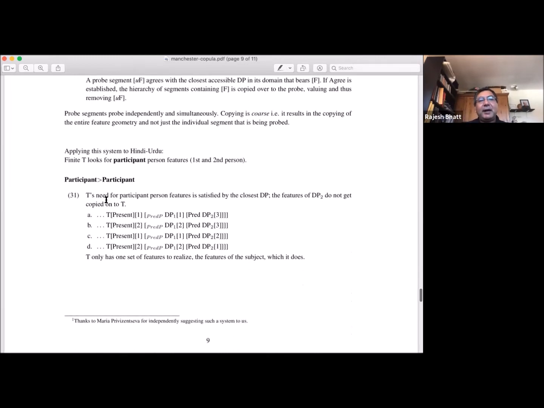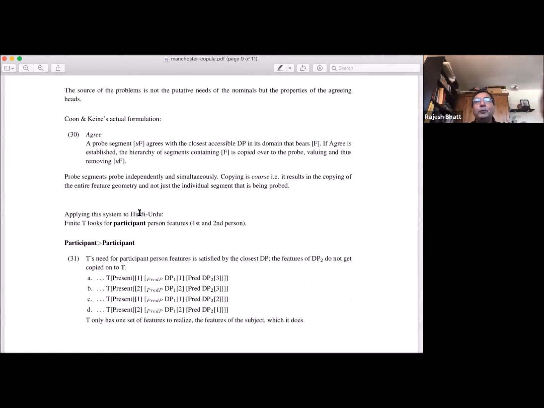So first, let's look at the participant over participant case. Here's the general idea. The probe, the tense head, says, I'm looking for participants. If I can get participant features right away, then I'm all set. But if I don't get participant features, then I will keep looking. Part two says, anytime I look at something, I will copy all of its features. This is an important part: that copying is coarse. When you look into a DP, you just copy all of its features.